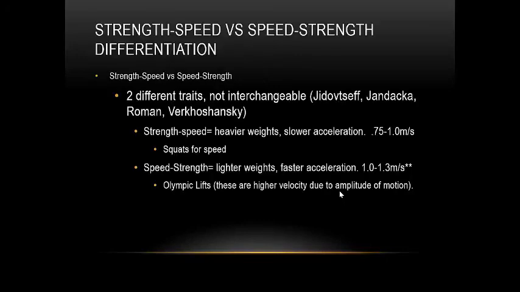Now, you will see in the literature there's strength speed, speed strength. Zatsiorsky called them load velocity and velocity load. As I just mentioned earlier, strength speed is about 60%. You're getting with a little bit heavier weight a little bit slower acceleration, slower RFD, 0.75 to 1.0. With speed strength, you're typically looking at 1 to 1.3. And again, we're looking at around 60% for strength speed, 30% of 1RM for speed strength.